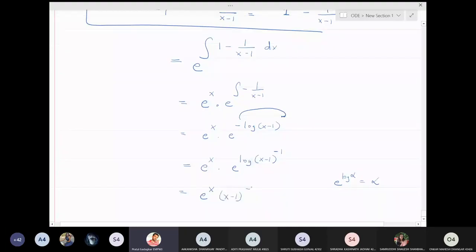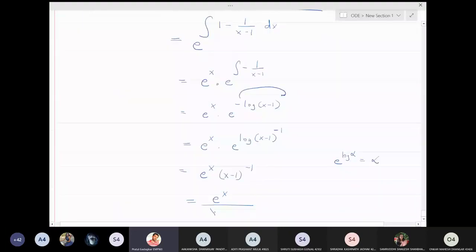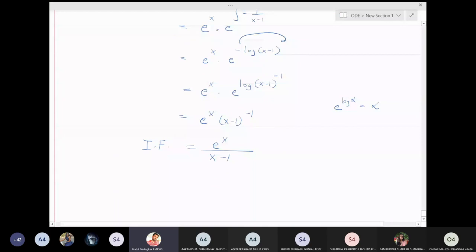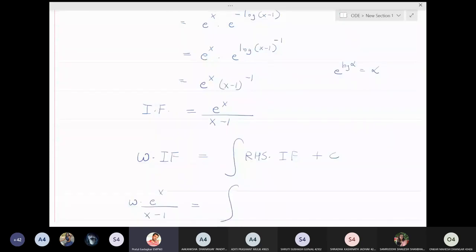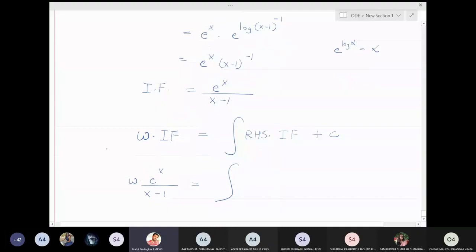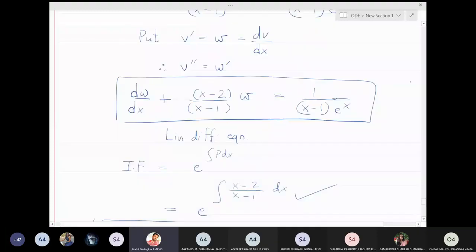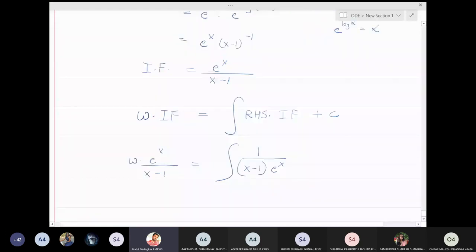So this is the integrating factor, and therefore the general solution will become w into the integrating factor is equal to integration of the right hand side into the integrating factor plus constant. So w into e raised to x upon x minus 1 is equal to integration. What was on the right hand side of the above equation? It is 1 upon x minus 1 into e raised to x. Let us check. Yes, this was the right hand side. Into the integrating factor, again e raised to x upon x minus 1, dx plus constant.